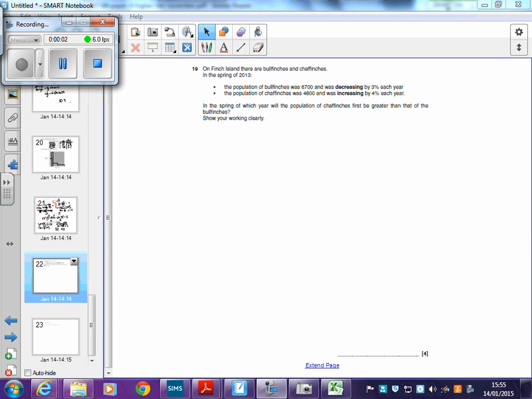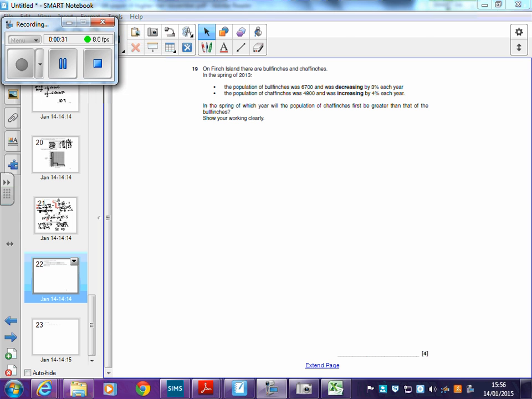Question 19. On Finch Island, there are bullfinches and chaffinches. That's why it's called Finch Island. Makes sense. In the spring of 2013, the population of bullfinches was 6,700 and was decreasing by 3% every year. Sad times. But the good news, the population of chaffinches was 4,800 and is increasing by 4% each year. Fantastic. In the spring of which year will the population of chaffinches first be greater than that of the bullfinches?